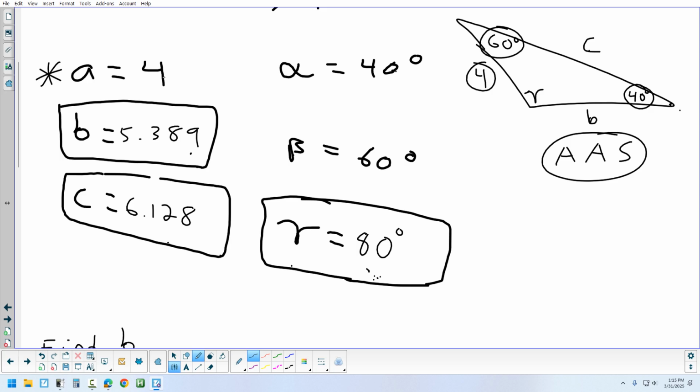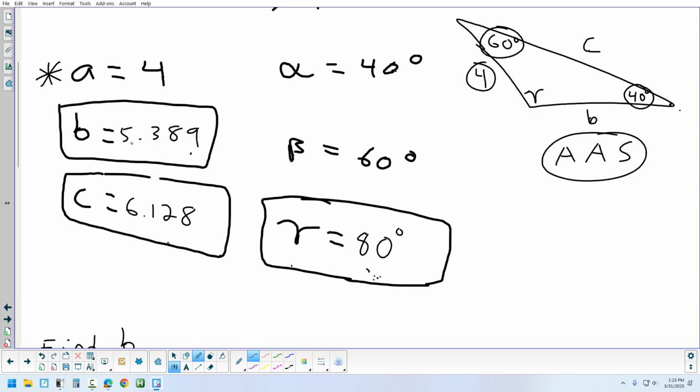They have to add up to more than the third, any two. So if you add 4 and 5.3, you get 9.3. That looks good. 5 and 6 is 11. That's bigger than 4. 6 and 4 is 10, and that's bigger than 5. So any two sides added together have to be bigger than the third. If that doesn't happen, then something went wrong.